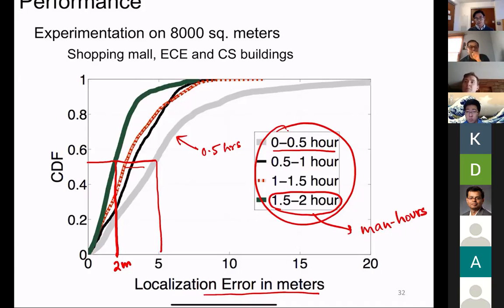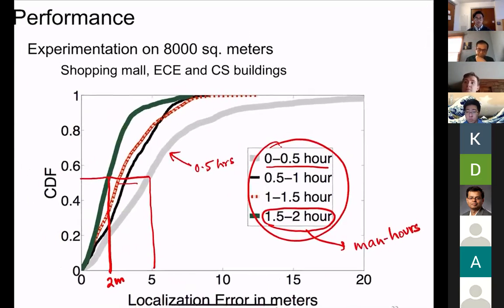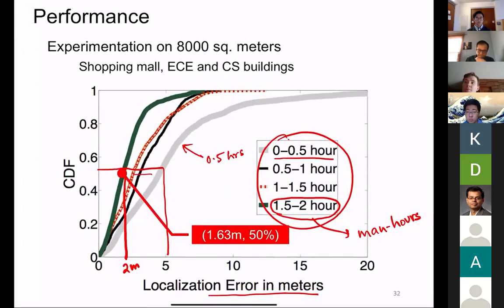But the error is not the more important part. I think the more important part is I did not ask for training data. Right? That's the key. I did not ask for training data. So median is 1.63 meters.